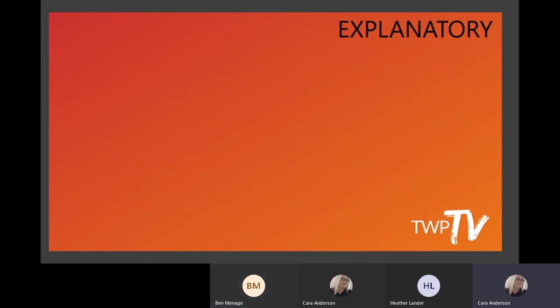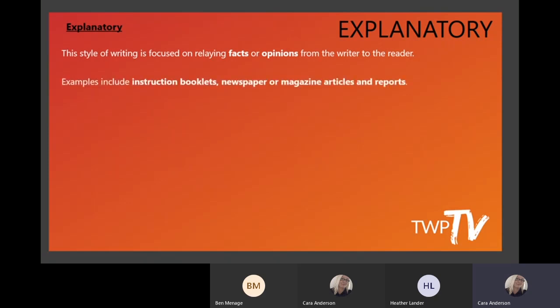So moving on to explanatory. This is a style of writing focused on relaying facts or opinion, from the writer to you, the reader. So they're giving you a fact or an opinion about a subject. Examples could include instruction booklets, newspapers or magazines, articles and reports. Generally, hopefully, you'd like to think when you're reading through magazines and newspapers, they are based on the facts. Obviously, we know some newspapers exaggerate the facts a little bit, but generally they should be writing based on the facts.